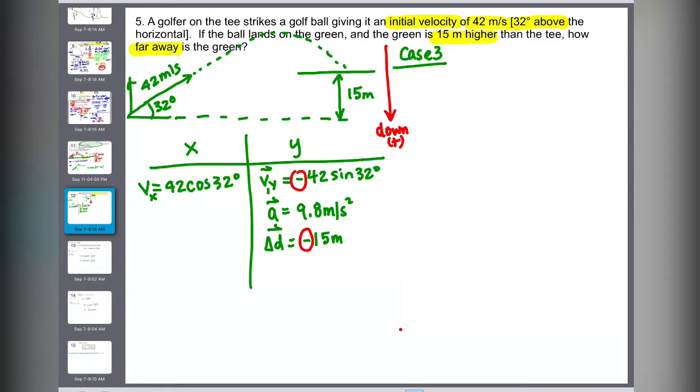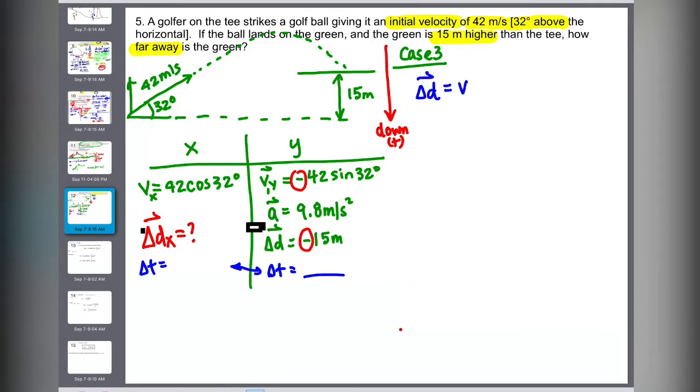I'm looking for how far away is the green. So I am trying to find what is the delta D along x, okay? In order for me to find that, I will need to first of all calculate the time, and I will need that time from the y direction. Just like the same thing, I have v1, a, d, and t. I find the equation that I need, and it's the same equation.